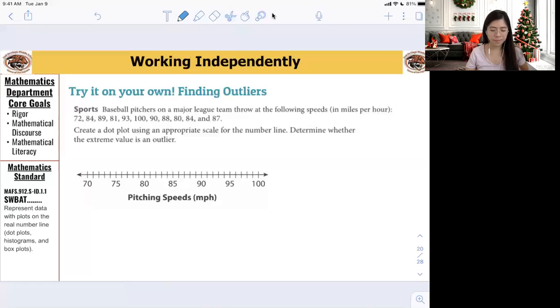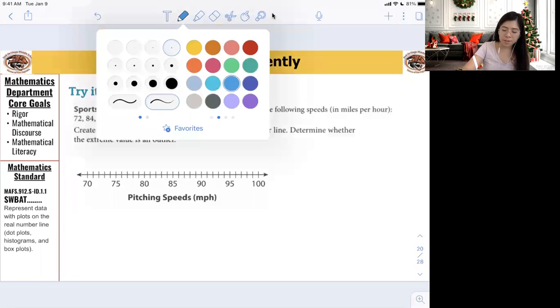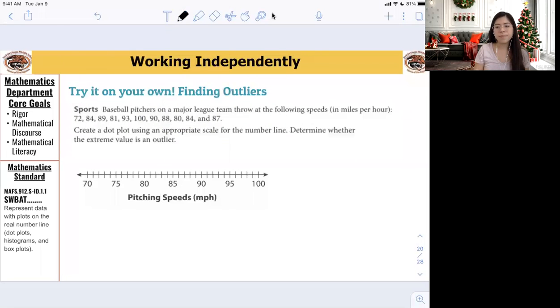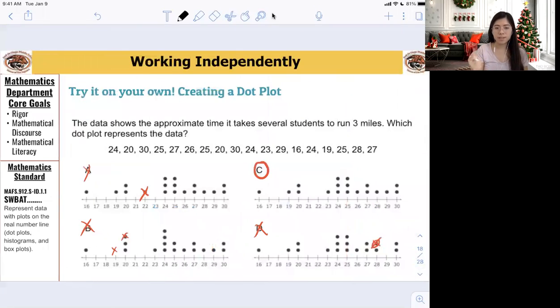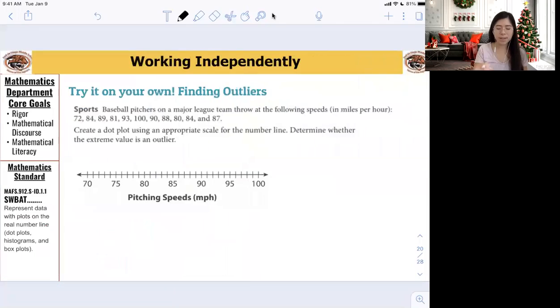So let's try this one. First things first, I need to make my dot plot. Baseball pitchers on a major league team throw at the following speeds in miles per hour. Let's go ahead and fill this in. Just like in the previous problem, they might use letter X's, or dots like this one. Sometimes they even use cute little pictures, like little baseballs. But I'll use just circles for mine.